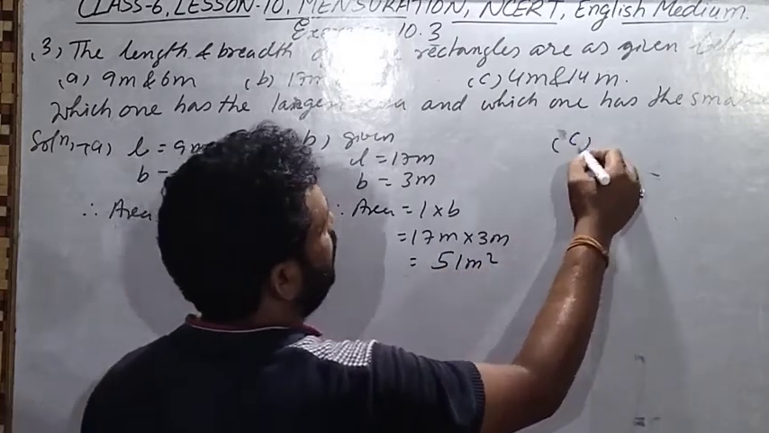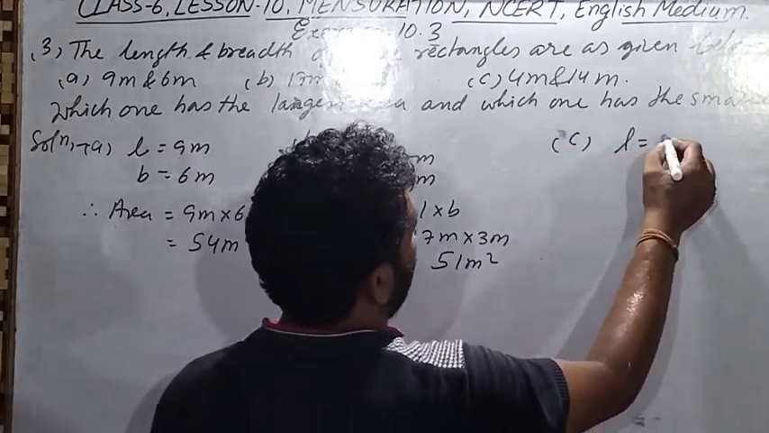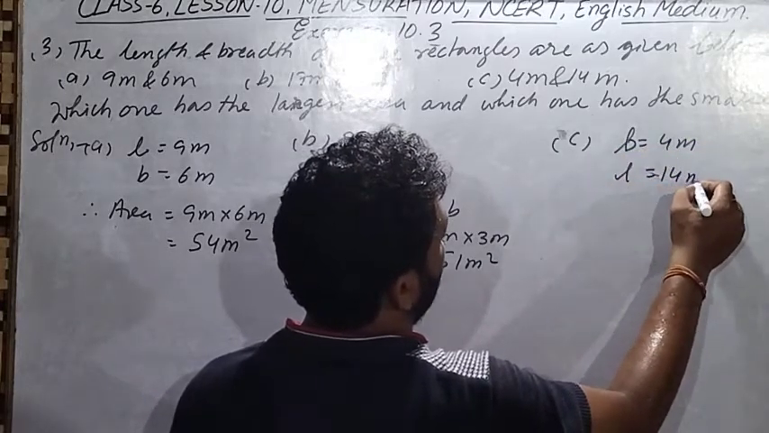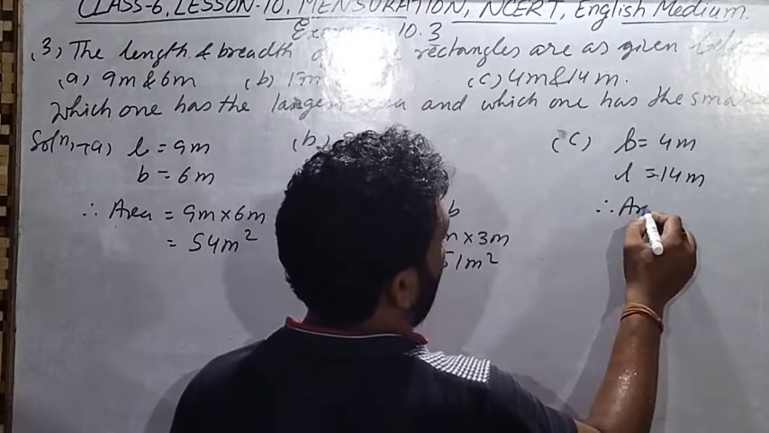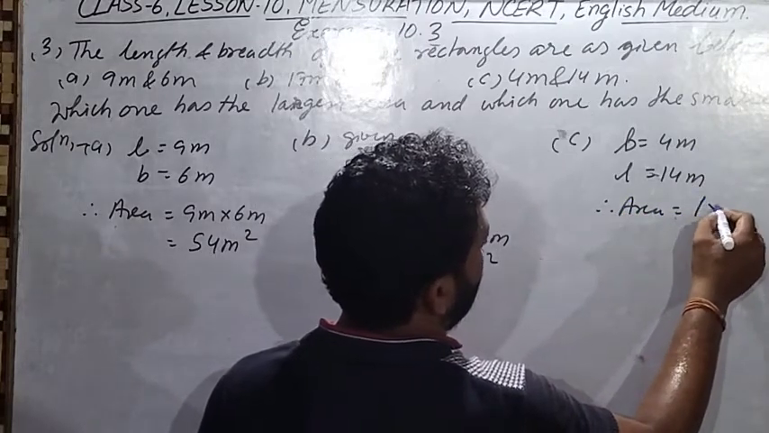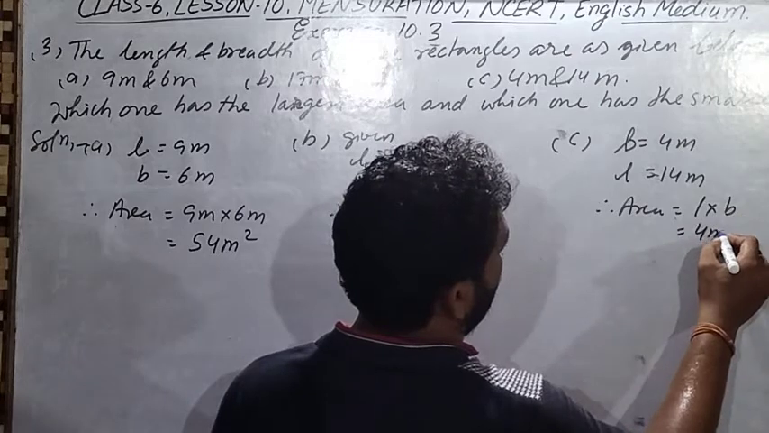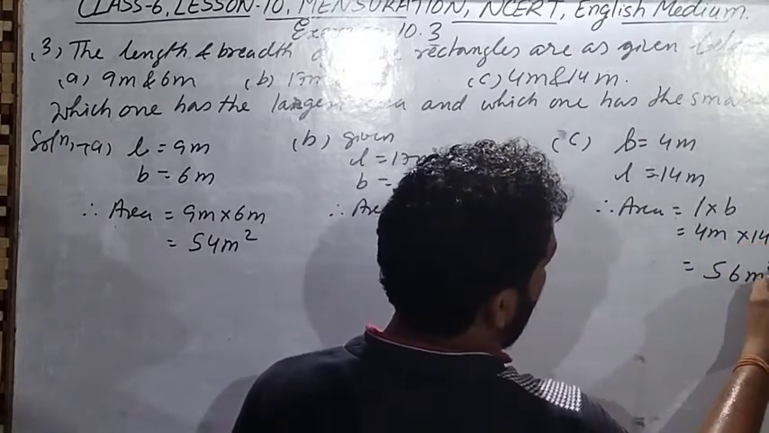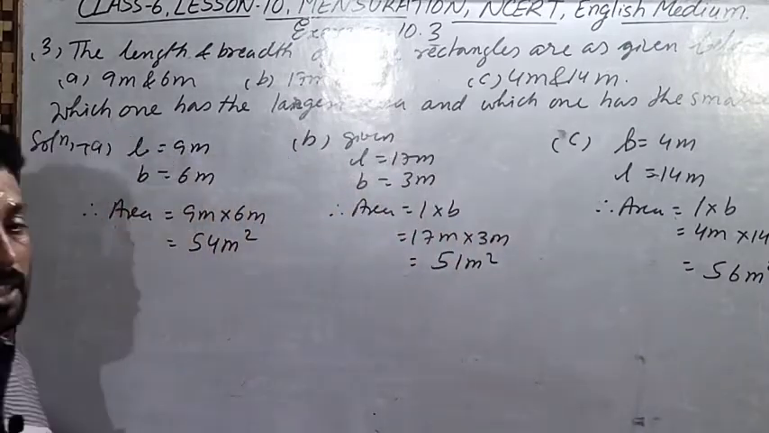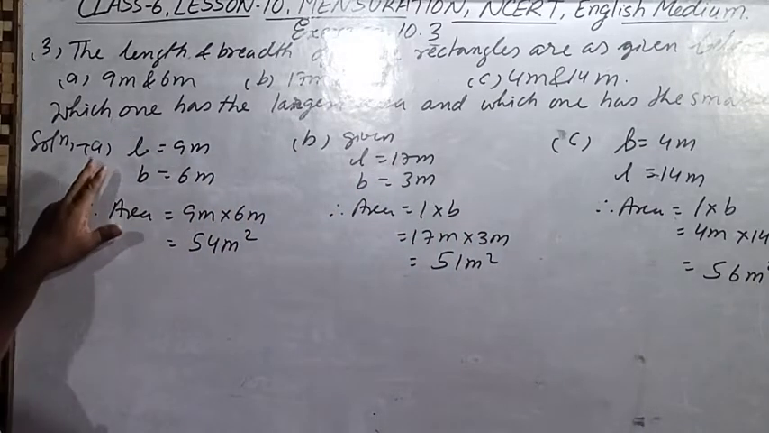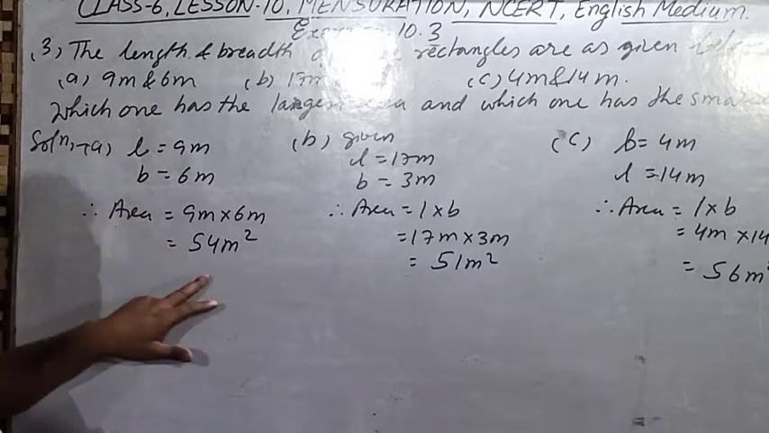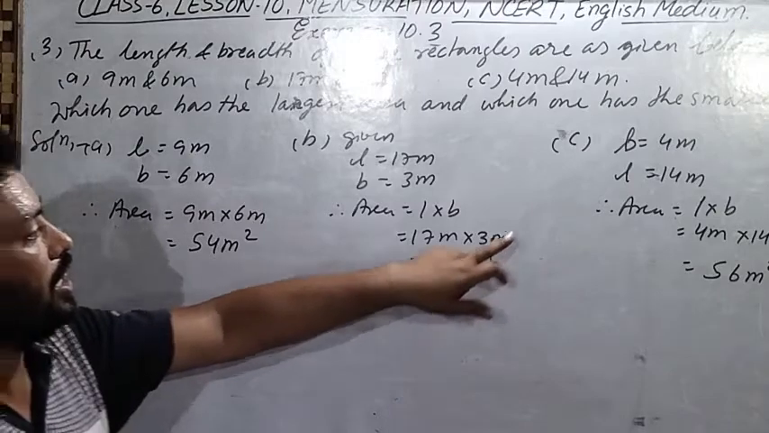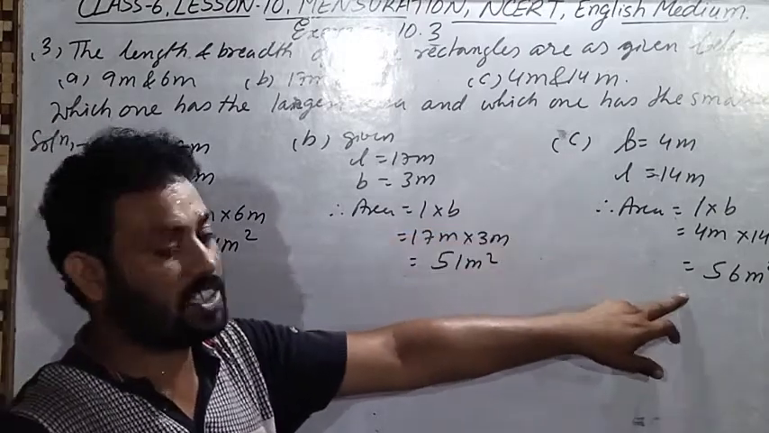square. Question number C, length is given 4 meter, breadth is given 14 meter, therefore area is equal to length into breadth, that is 4 meter into 14 meter, 56 meter square. After finding the areas, you will get the conclusion that area of rectangle A is 54 meter square, area of rectangle B is 51 meter square, area of rectangle C is 56 meter square.